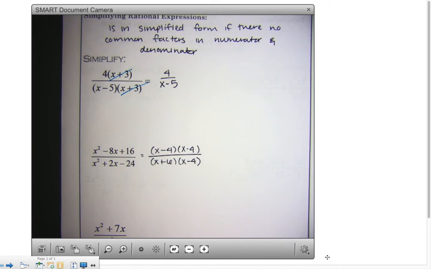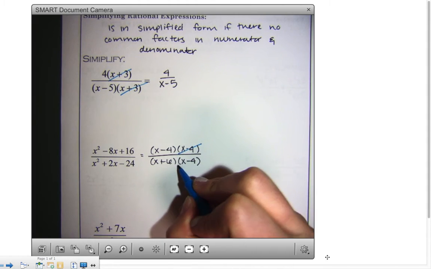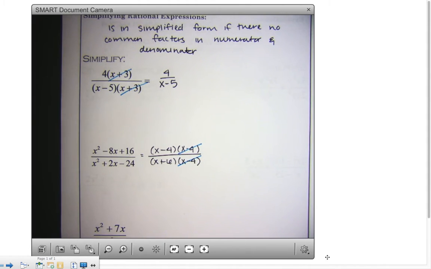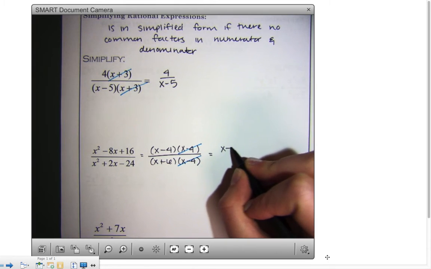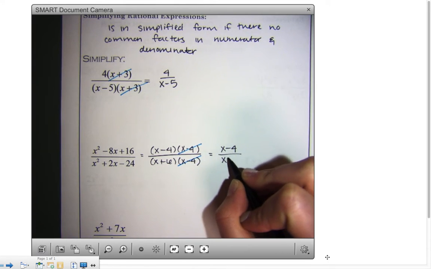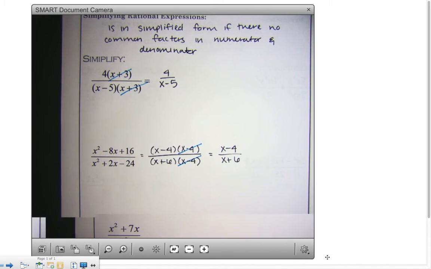Now that they're factored, we recognize there's an x minus 4 in the numerator and denominator. X minus 4 divided by x minus 4 is just 1, so I can just cancel them out. And the simplified form is x minus 4 over x plus 3.